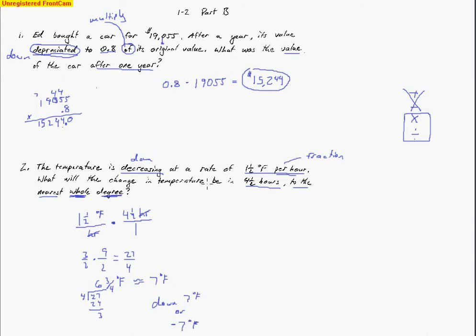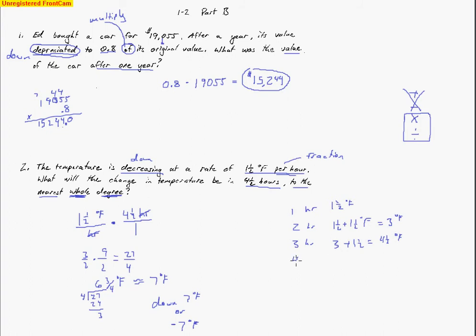Now, thinking of it another way real quick, let's say the temperature is decreasing at a rate of 1.5 degrees Fahrenheit per hour. So that means after 1 hour, it's gone down 1.5 degrees Fahrenheit. After 2 hours, I would have to add another 1.5. So I'd do 1.5 plus 1.5. 1 plus 1 is 2, plus a half and a half gives me 3 degrees Fahrenheit. And then after 3 hours, we'd have to add another 1.5. So we'd have 3 plus 1.5, which is 4.5 degrees Fahrenheit.